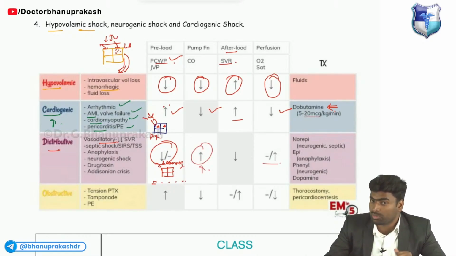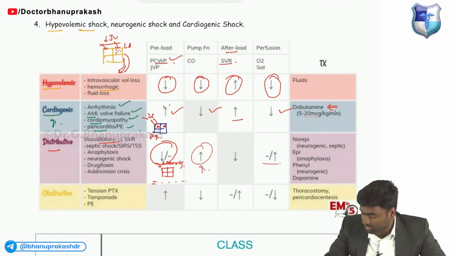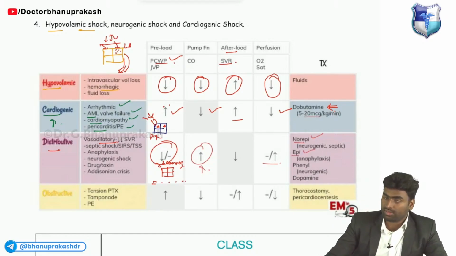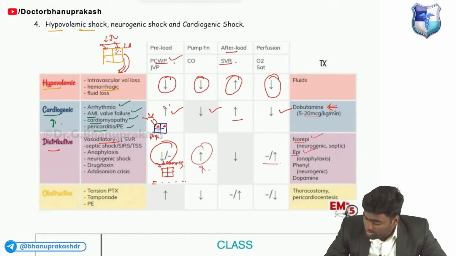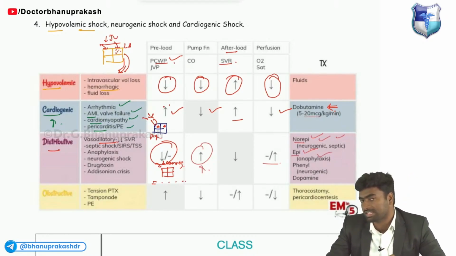ठीक है, थोड़ा बहुत जो भी main organs हैं उनको तो perfusion में बिल्कुल दिक्कत होगा. तो उसी वक्त हम क्या करेंगे? नॉरएपिनेफ्रिन या एपिनेफ्रिन देंगे. एपिनेफ्रिन देंगे because of neurogenic or septic shock. Okay, or epinephrine in the case of anaphylaxis, the same thing will happen.